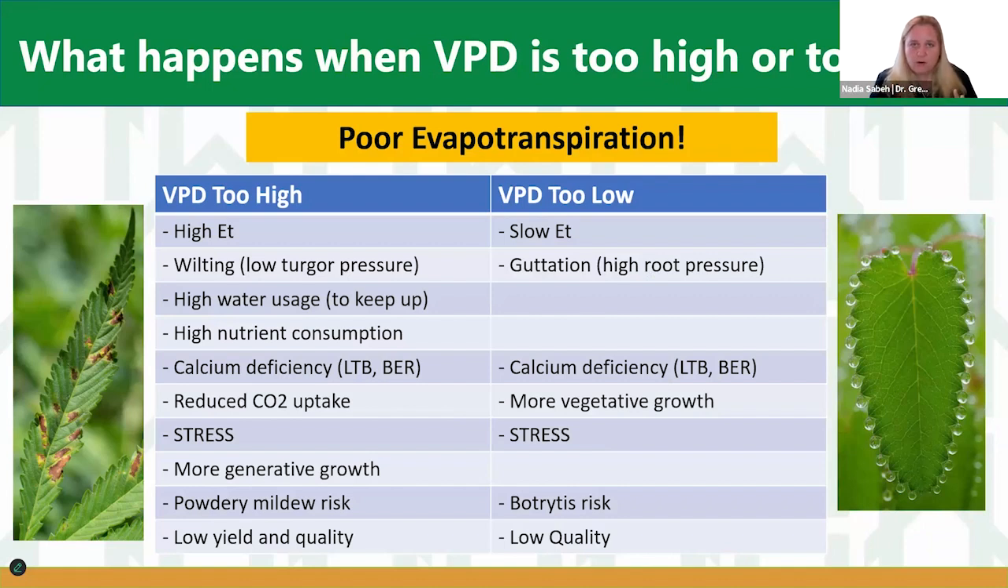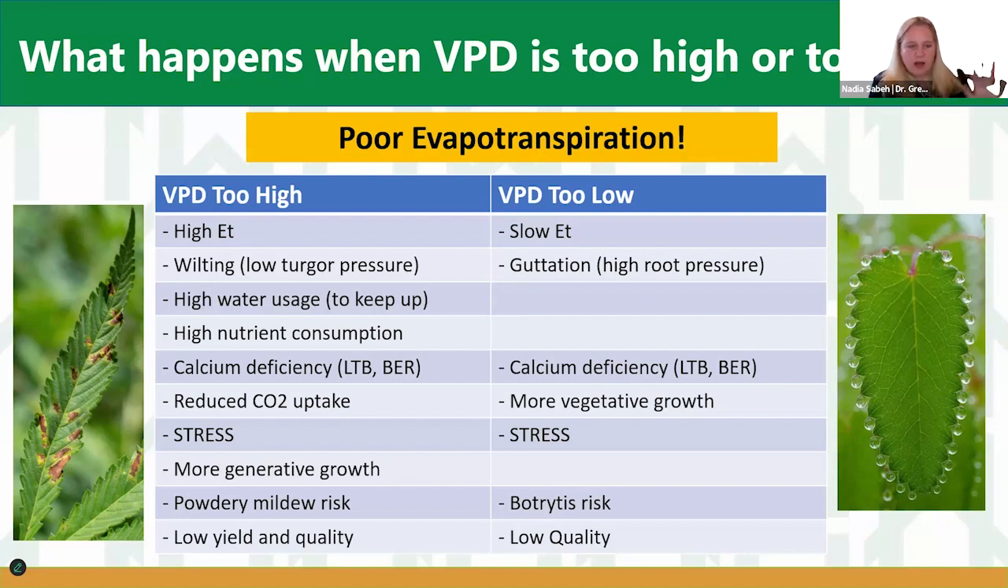It's really about managing evapotranspiration, right? So when the VPD is too high, we're going to have a high evapotranspiration rate. You could have wilting, which is low turgor pressure, if we're not giving the plant enough water to make up for that high evapotranspiration rate, which means we're going to have high water usage and high nutrient consumption, all adding to the costs to grow your crop, right?